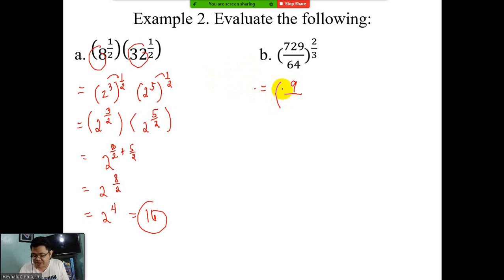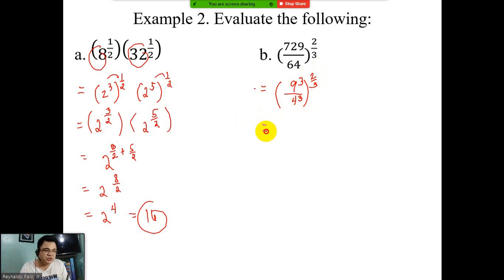Okay, so we have 9 over 64. So we have to simplify 64. Square root of 64 is not that simplified, but we can still try cube root of 64. So cube root of 64 is 4. Then the next thing is 9 over 4, so 9 is 3 raised to the power of 2, and 64 is 4 raised to the power of 3, then raised to the power of 2/3. As you can see, the exponents are the same.